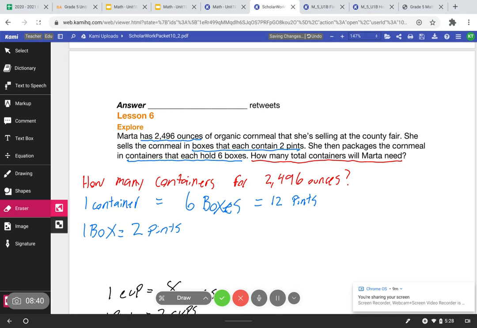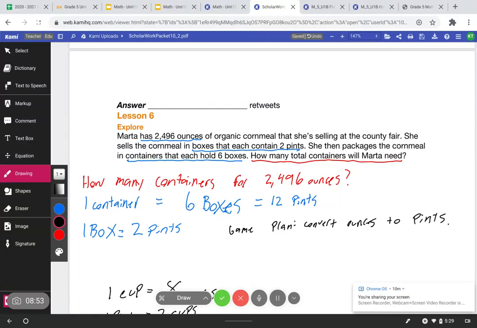Well, how are we going to figure out how many pints she has? We need to convert. This is our game plan. I'm going to do this in black. I'm sorry. Our game plan is we are going to convert the amount of ounces, which is 2,496, into pints. That way we can figure out how many boxes and then containers.